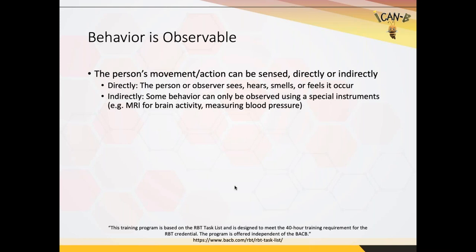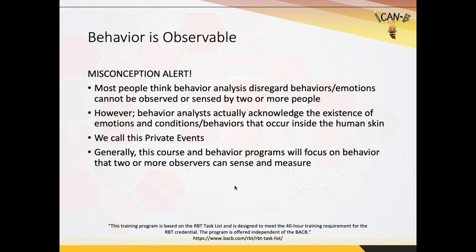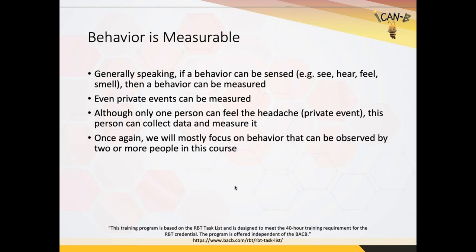Misconception alert. Most people think behavior analysis disregards behaviors or emotions that cannot be observed or sensed by two or more people. However, behavior analysts actually acknowledge the existence of emotions and conditions, behaviors that occur inside the human skin. We call these private events. Generally, this course and behavior programs will focus on behavior that two or more observers can sense and measure, though. Generally speaking, if a behavior can be sensed, for example seen, heard, felt, or smelled, then it can be measured. Even private events can be measured. Although only one person can feel a headache, for instance, a private event, this person can collect data and measure it. Once again, we mostly focus on behavior that can be observed by two or more people in this course.